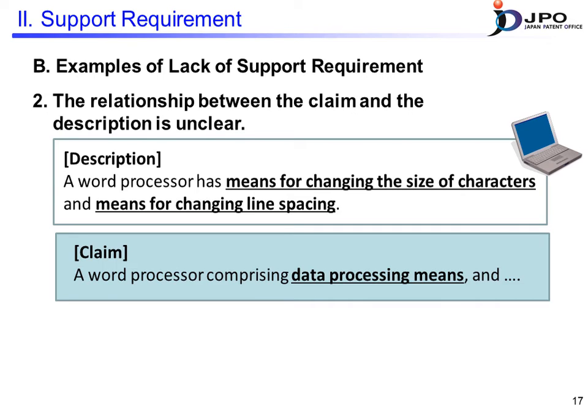Let's look at the second example. This is a case where the relationship between the claim and the description is unclear. The description states that a word processor has a means for changing the size of characters and a means for changing line spacing. On the other hand, the claim states that the word processor has a data processing means. In this case, it is unclear whether the data processing means in this claim corresponds to the means for changing the size of characters or means for changing line spacing.